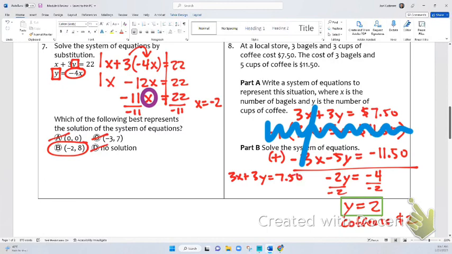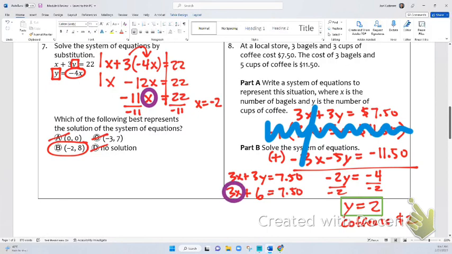And then all I'm going to do is replace it. I'm going to substitute in my answer for y, which happens to be 2. So 3 times 2 gives me 6. The 3x stays the same. The 750 stays the same.